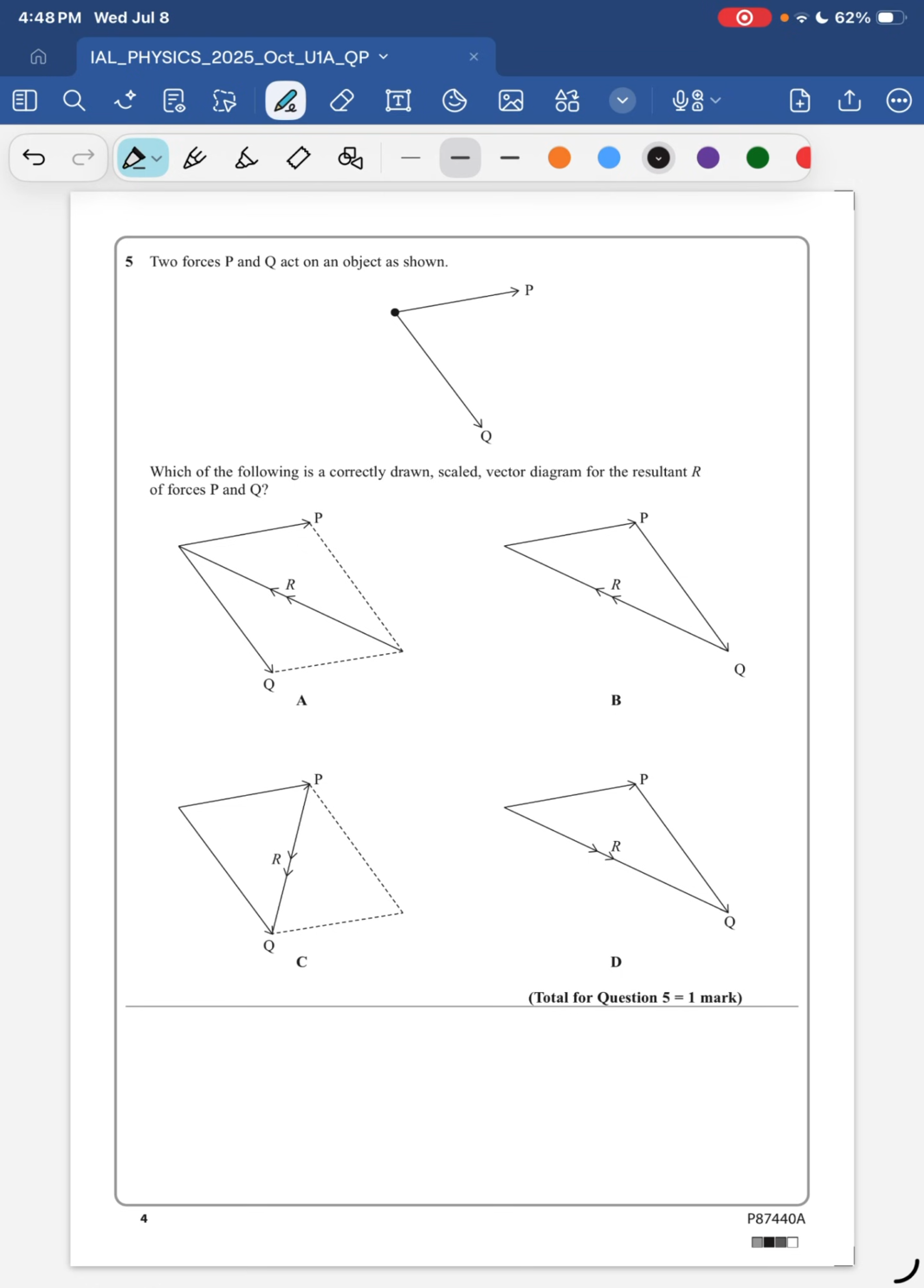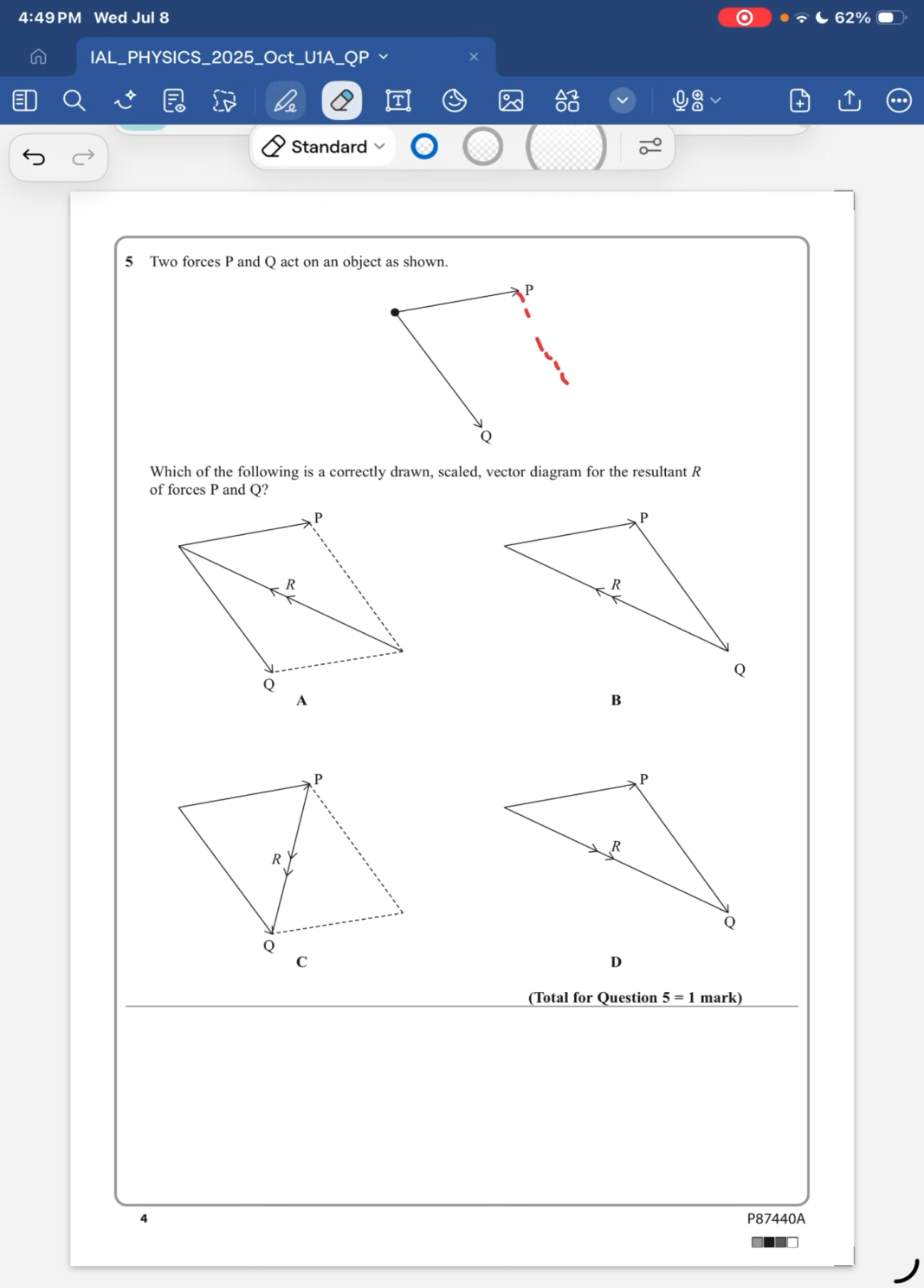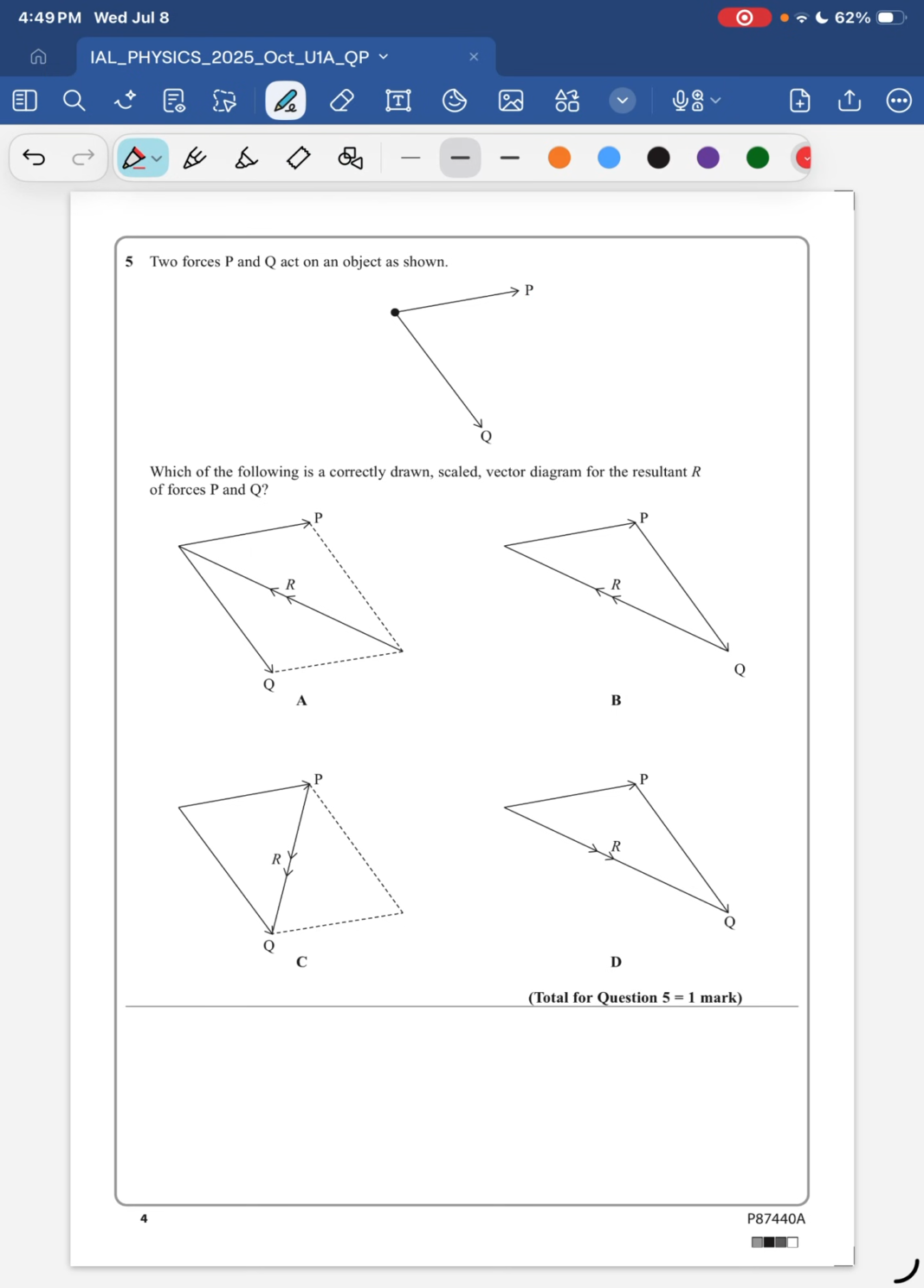Question 5. Two forces P and Q act on an object as shown. Which of the following is a correctly drawn scaled vector diagram for the resultant R of forces P and Q? By the form these two forces have, the most natural thing to do is to use the parallelogram method to add vectors. I have videos on these things if you search my channel. So you draw a dashed line parallel to Q, and another dashed line parallel to P, and the diagonal is P plus Q. So let's see. This is going to be R.